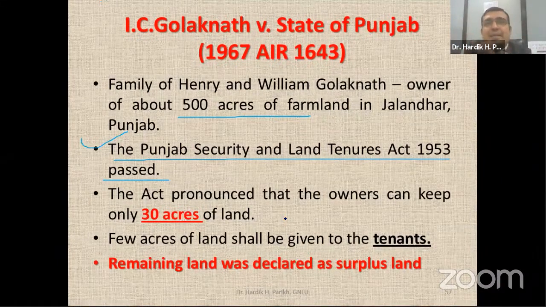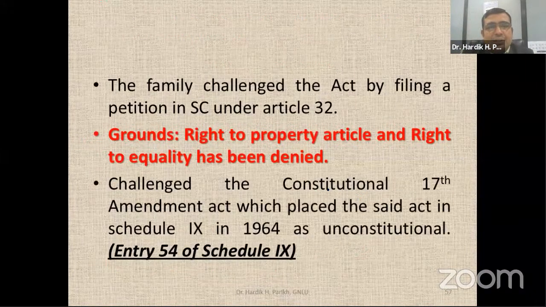Now, primarily, it is something which is very bad. How come out of 500 acres of land, the government tells you that, okay, you can keep only 30 acres, meaning less than 10% of land I can own. And whenever you own property, this move will always be opposed. And that is why in the IC Golaknath case, the Golaknath family brothers decided, we will challenge this. And what they challenged was not only this, but apart from the legislation, they challenged the other moves also.